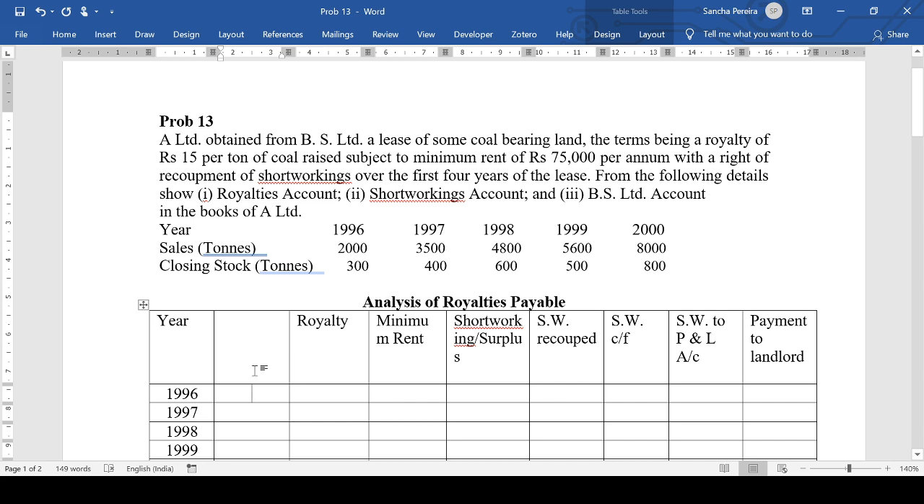So how are we going to get the coal raised here? How much will it be? Coal raised means what? How much is extracted in that year? How much has been extracted from the mine in that year? So how much will that be? It should actually be 2300. Now why is it 2300? They said coal raised. What's the meaning of coal raised?